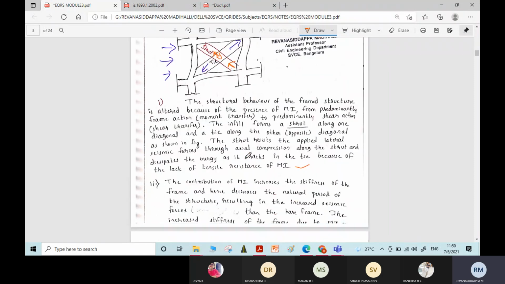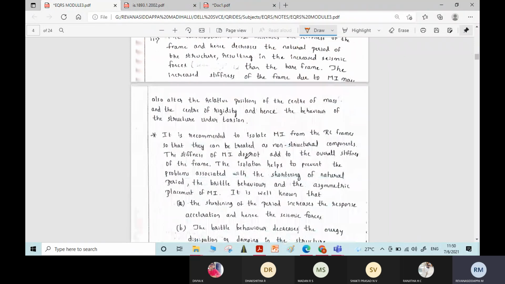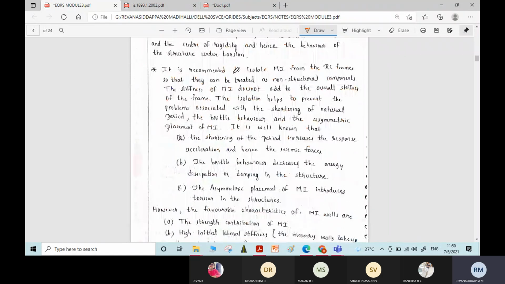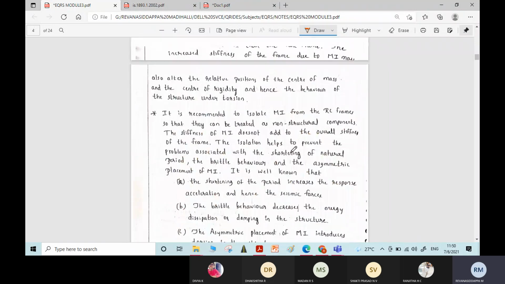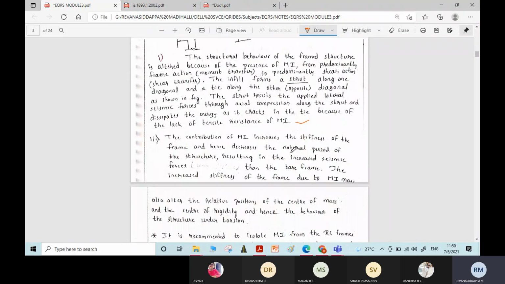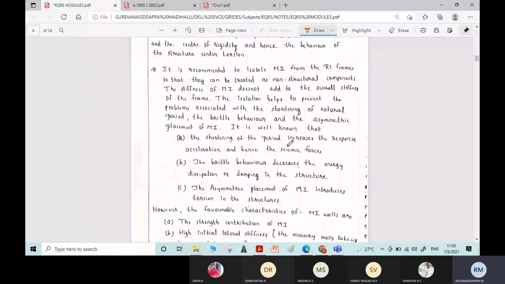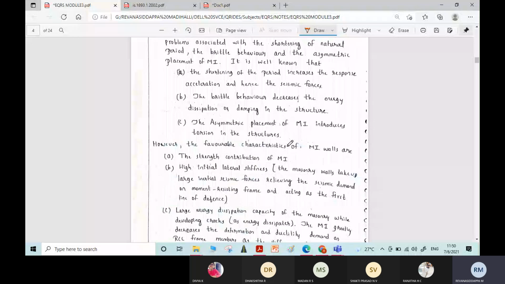I hope you understood. Therefore, it is recommended to isolate masonry infill from the RC frame so that they can be treated as non-structural components. That is why, while performing the design, these masonry infill walls are considered as non-structural elements. Just the self weight of the masonry infill is considered.